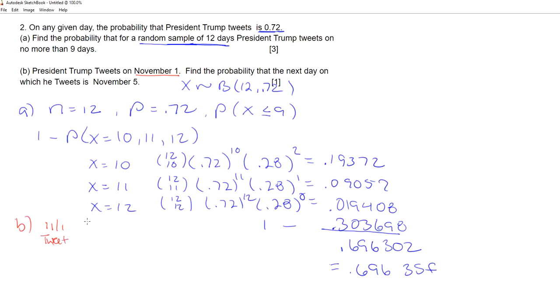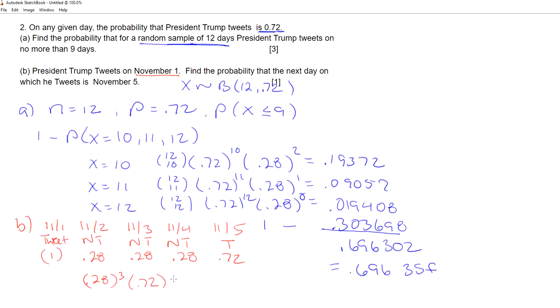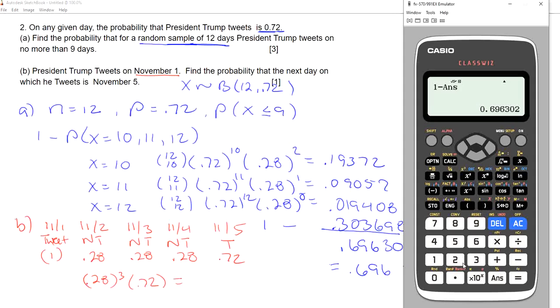On the 1st, he gives a tweet. And then on the 2nd, the 3rd, the 4th, and the 5th, well, on the 2nd, there was no tweet. We'll say NT and then there. All right, but on the 5th, there was. Now, the probability of him tweeting on the 1st, that's 1, because we definitely did it. Many of you gave him a probability of 0.72. No, he actually did it on that day. So this is going to be 0.28 to the 3rd power times 0.72.